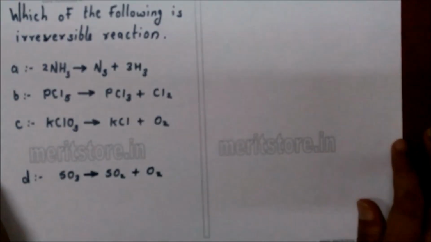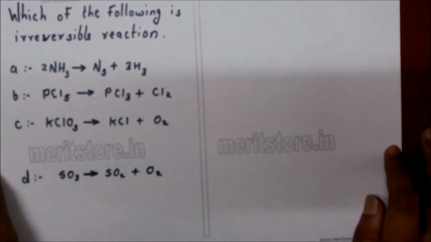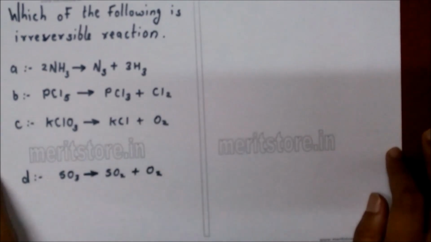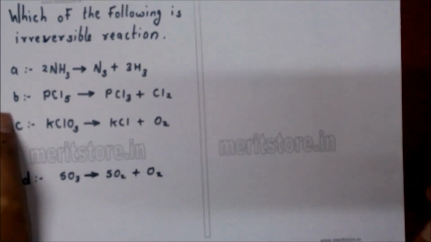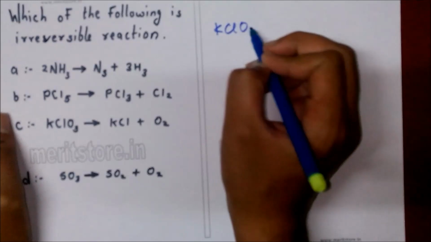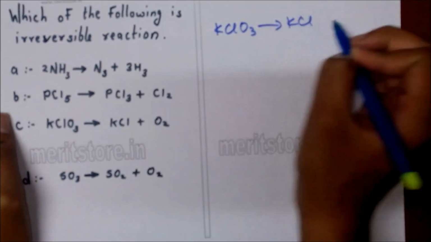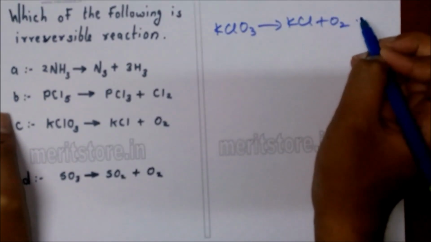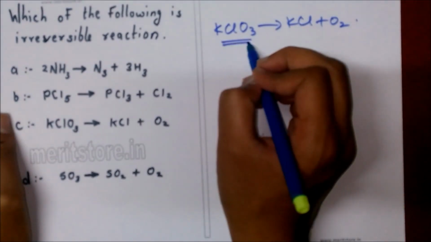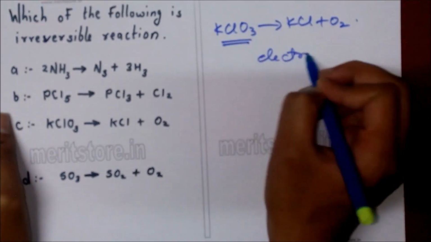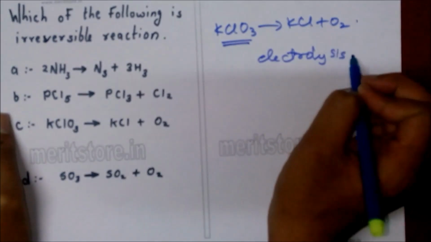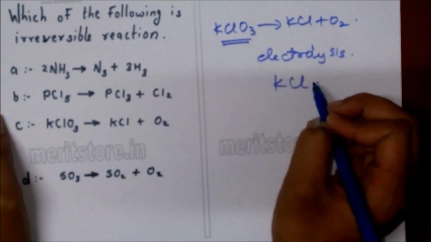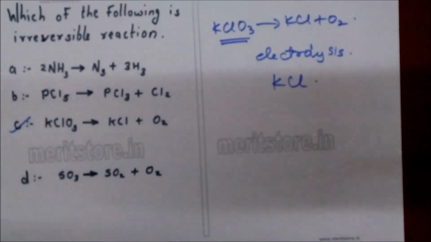Which of the following is irreversible reaction? 2NH3 will give nitrogen plus 3 hydrogen. PCl5 will give PCl3 and Cl2. KClO3 will give KCl plus O2, and SO3 will give SO2 plus O2. Irreversible reaction is KClO3 will give KCl plus O2. Potassium chlorate, which is KClO3, is obtained by electrolysis of a hot solution of KCl. So option C is the correct answer.